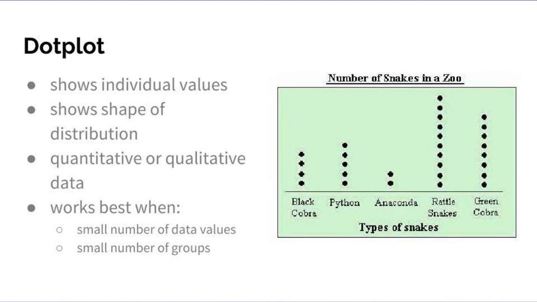So the first one is a dot plot. We have done these in class, okay? You just put a dot for every group, every category, whatever it is that you're measuring. Every time it happens, you put a dot, okay?